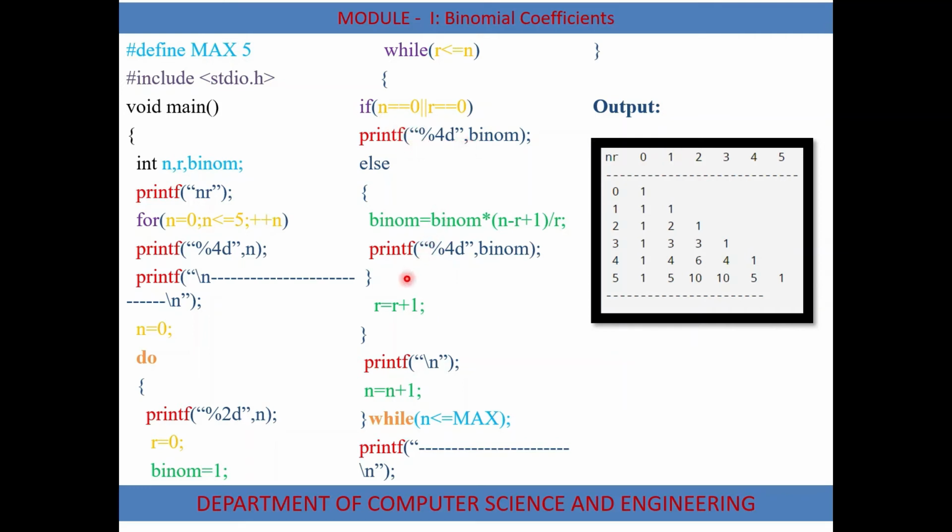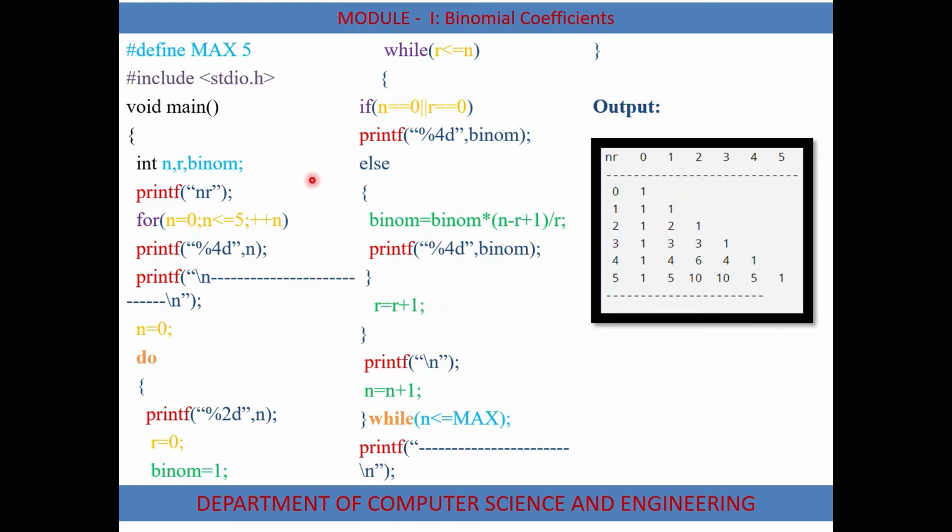Now control comes here. Increment the value of r, r equal to r plus 1. What is the value of r? That is 0. 0 plus 1 is equal to 1. Now the value of r equal to 1.